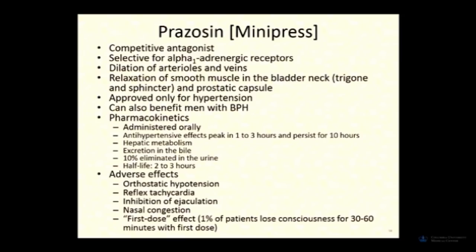It leads to dilation of arterioles and veins. It also leads to relaxation of the smooth muscle in the neck of the bladder and the prostatic capsule. It's only approved for the treatment of hypertension, but it can also benefit men with BPH. So if you have an older man with hypertension and some signs of BPH, prazosin can be effective at helping to treat both of those problems.